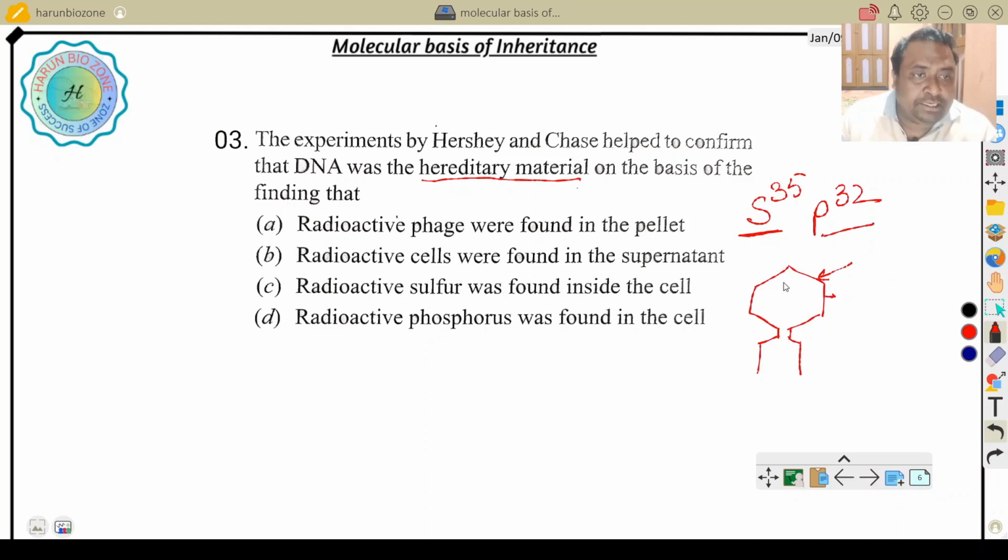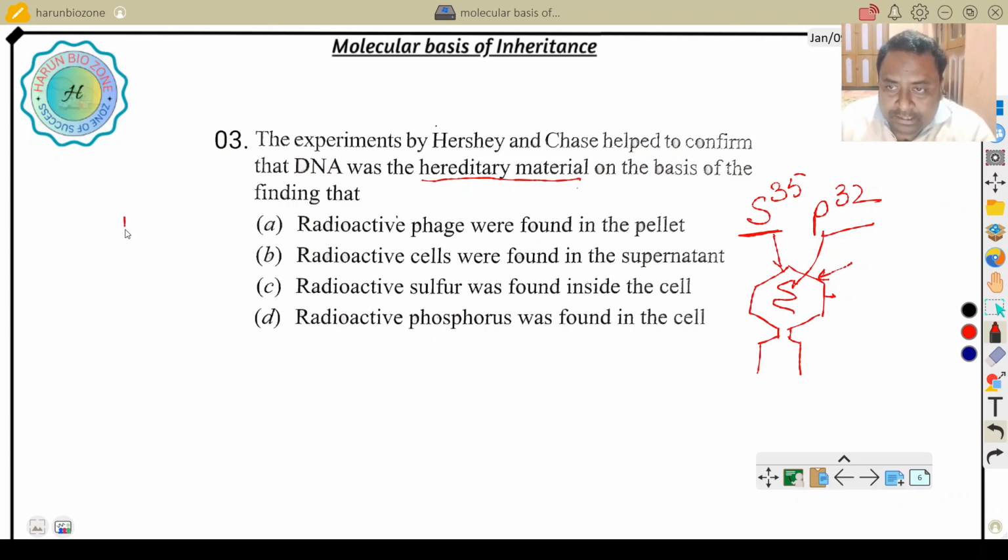And P32 phosphorus is a component of DNA. Phosphate is a component of DNA. So P32 binds with this DNA. The S35 binds with capsomer and P32 binds with DNA. The radioactive phages were found in the pellet.